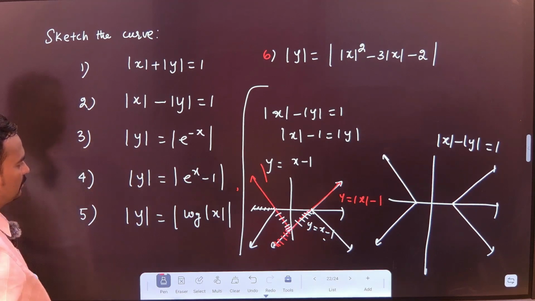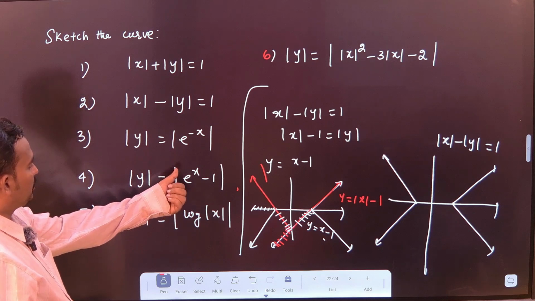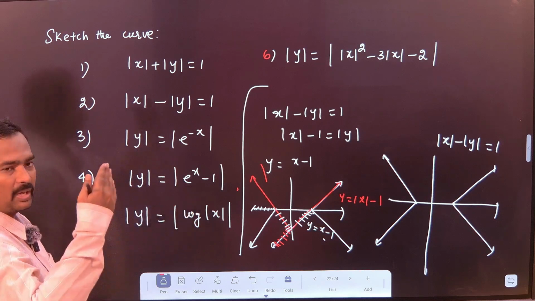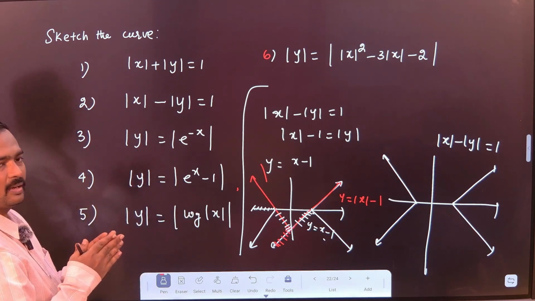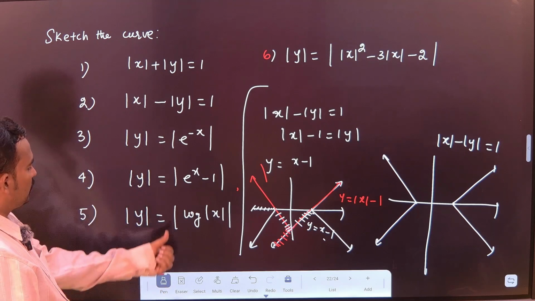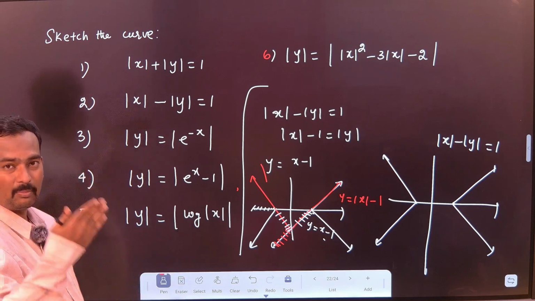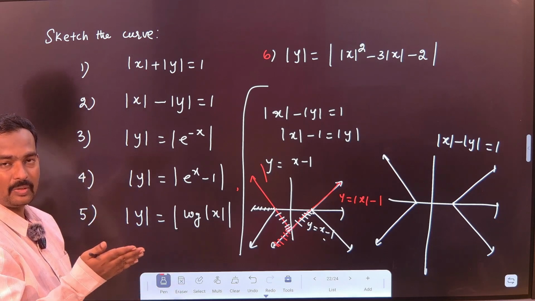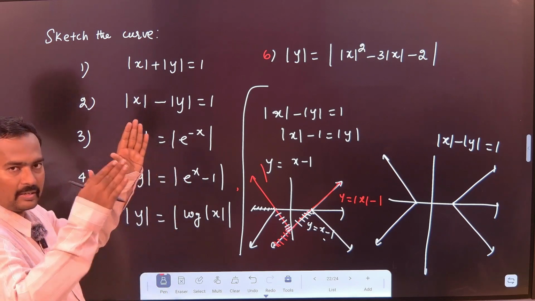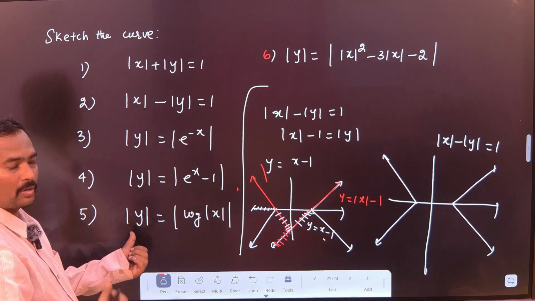Similarly you can do the graph of mod y is equal to mod x minus e power minus 1. I will give you the idea, you can do it. First you take the reference graph e power x and shift it 1 unit down, apply the mod. Then whatever the graph is there, you apply mod y. Then the fifth question, you can see the log x graph, you apply mod x. That means the left side portion you remove, whatever the right side portion is, take the image with respect to the y-axis, and then again you apply mod y.